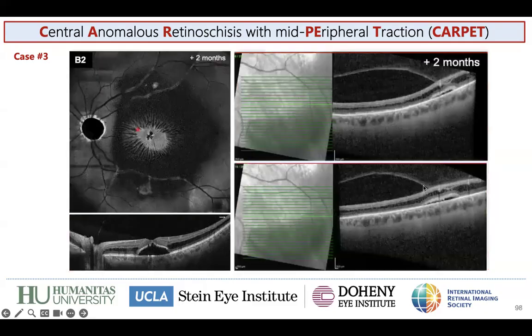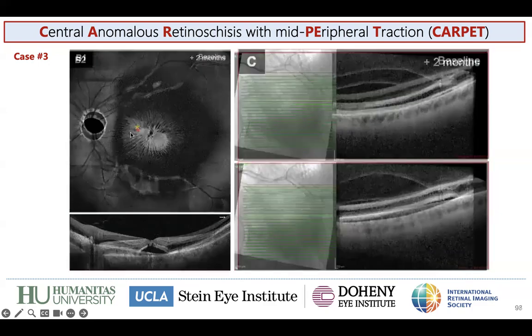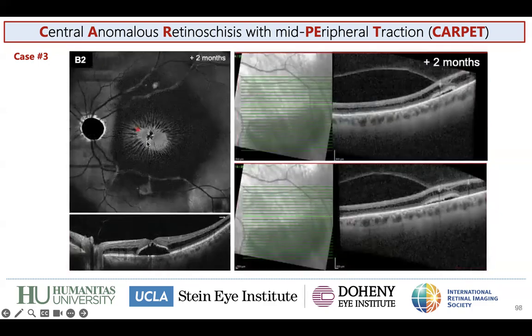After just 2 months, there is a progression of the PVD and involvement also of the nasal area, as shown with ANFAS-OCT. There is also an increase of the central neurosensory detachment and an increasing development of these outer retinal macro, which are all characteristic features of carpet.